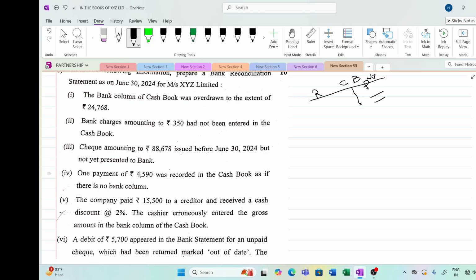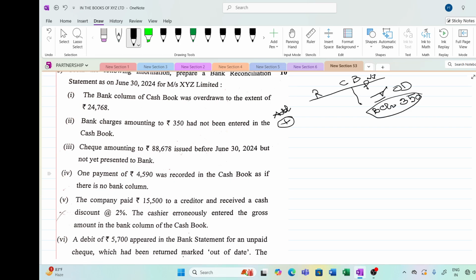Bank charges 350 had not been entered in cash book. This total does not include the bank charges 350, so we have to enter it on this side. If we enter on this side, it is already overdraft, so the overdraft will increase. So this will go into your add, we have to plus. We are going to do it in this manner only. I'm going to put plus for all addition and I'm going to write the sign of minus for all less.